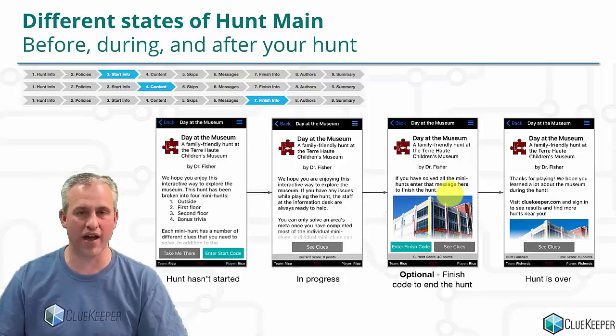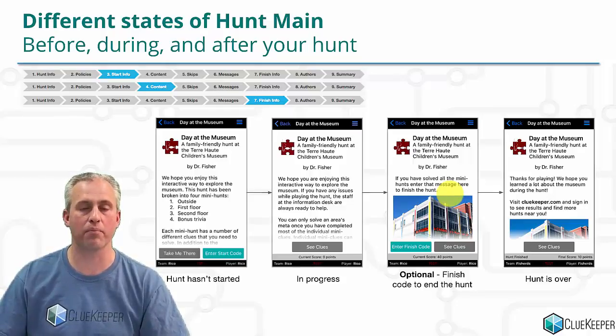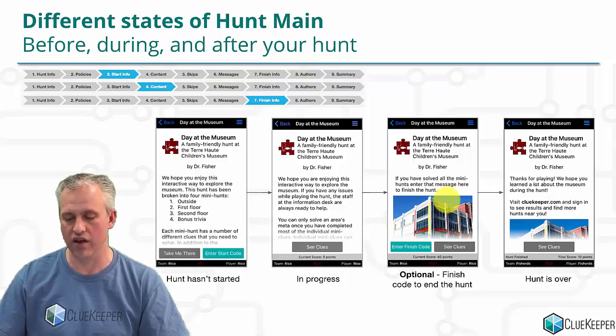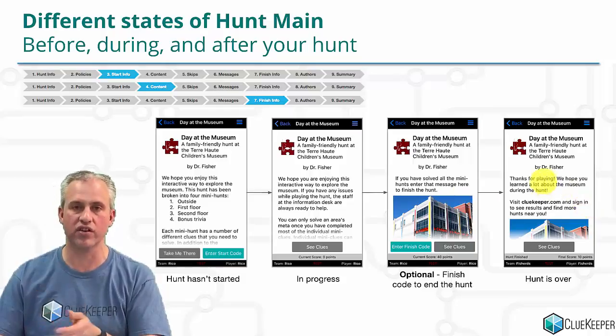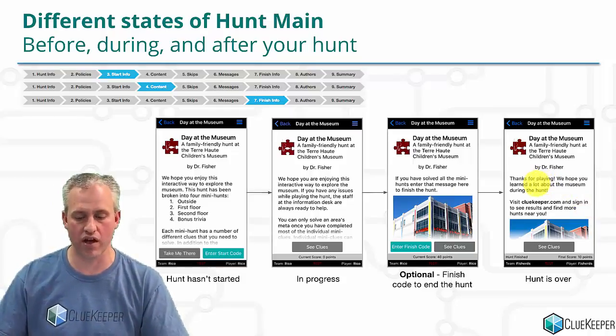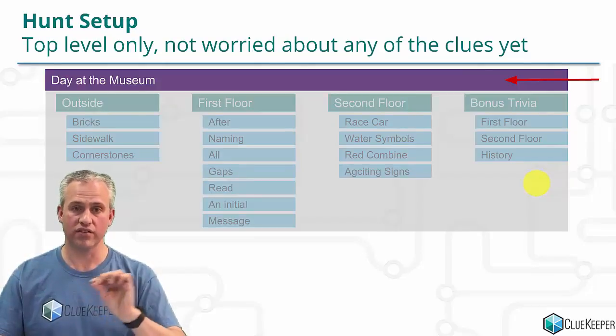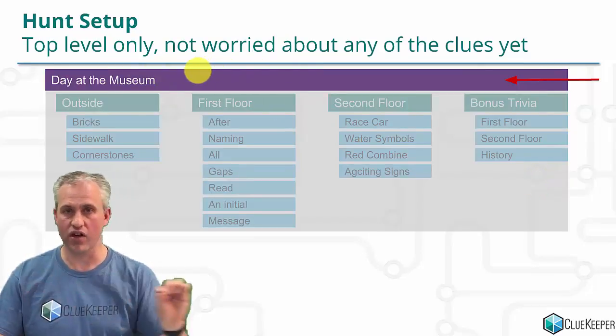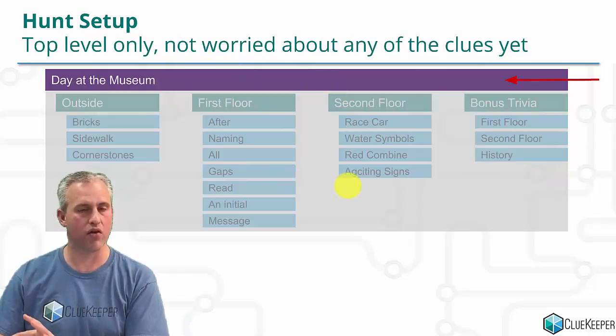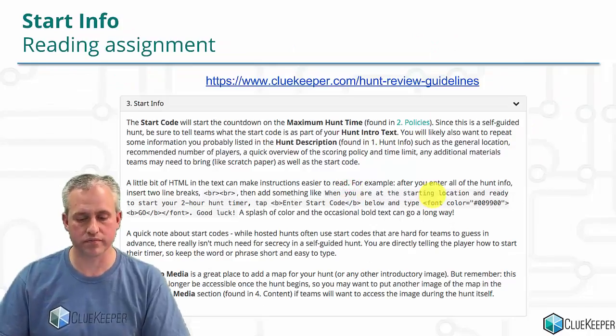Self-guided hunts usually don't have a finish code, to be honest, but I put it in here just to show you that it exists. And then once the hunt's over, it usually says some type of thanks for playing message like that. Again, we're just worried about the hunt setup here, at the hunt level, and we're not worried about all the mini hunts at all in this one.